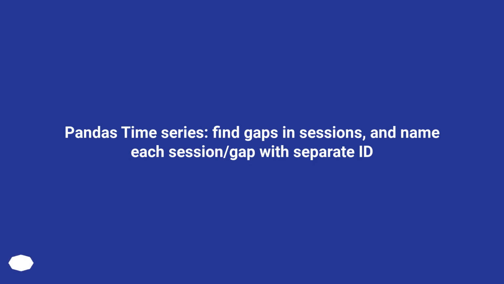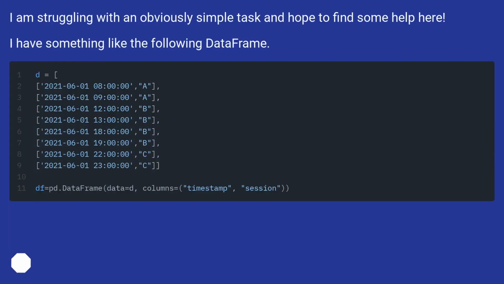Pandas time series: find gaps in sessions, and name each session/gap with a separate id. I am struggling with an obviously simple task and hope to find some help here. I have something like the following data frame.